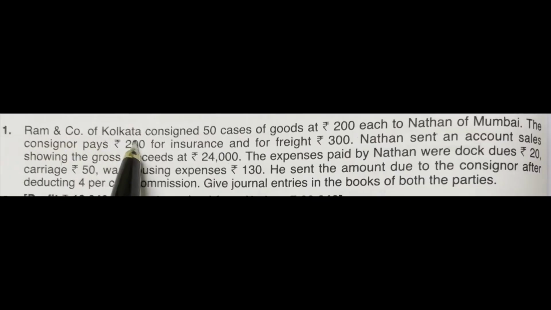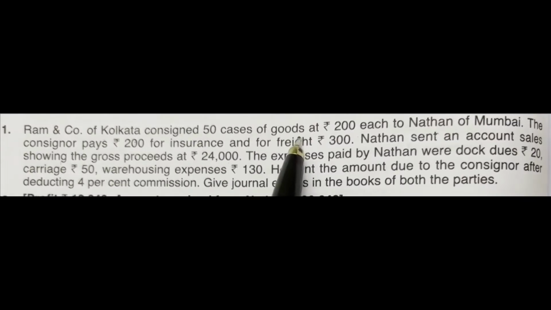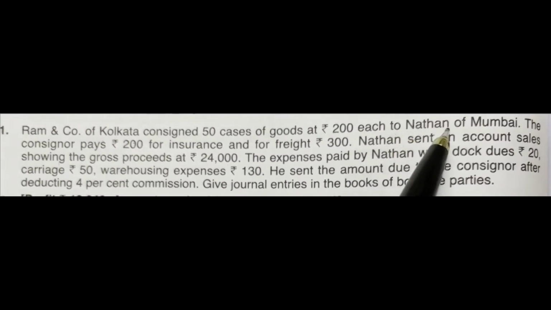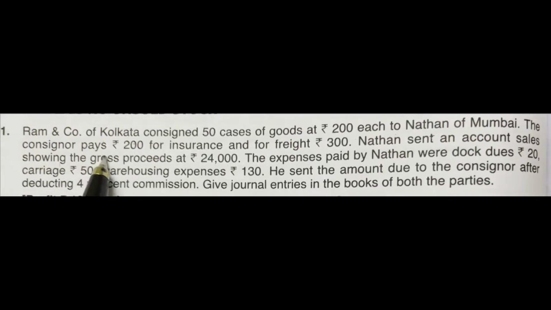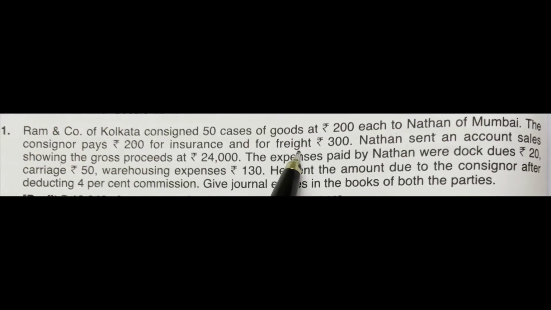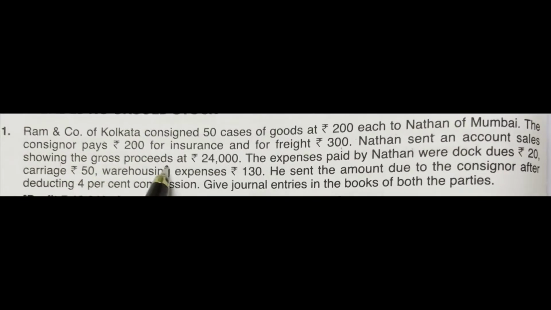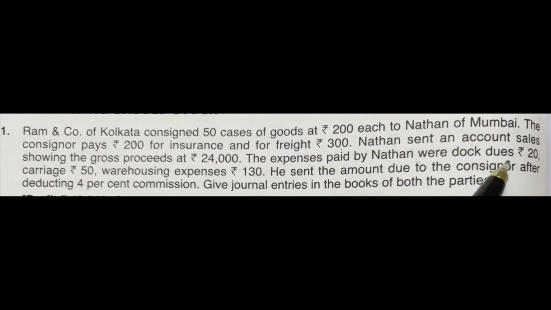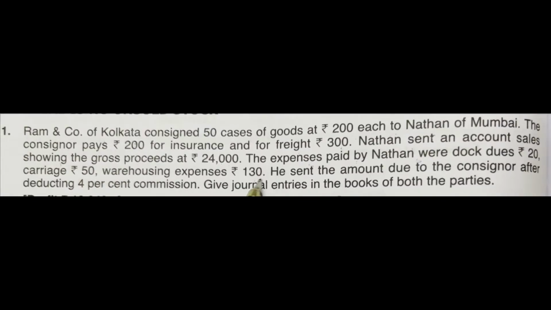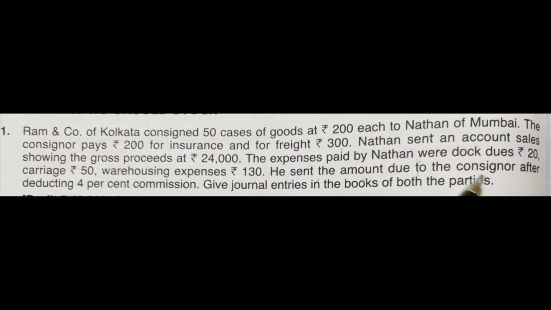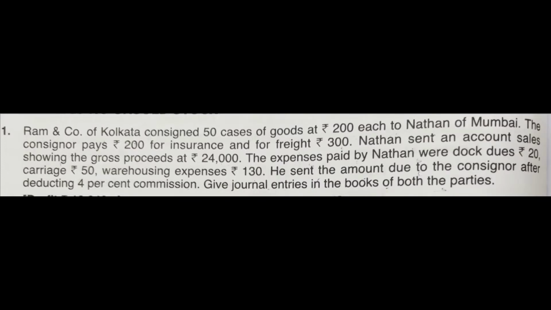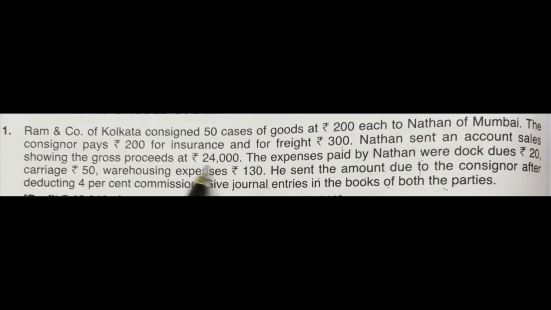Ram and Company of Kolkata consigned 50 cases of goods at 200 rupees each to Nathan of Mumbai. The consignor pays 200 rupees for insurance and 300 rupees for freight. Nathan sent an account sales showing gross proceeds of 24,000 rupees. The expenses paid by Nathan were dock dues 20 rupees, carriage 50 rupees, warehousing expenses 130 rupees. He sent the amount due to the consignor after deducting 4% commission. Give journal entries in the books of both the parties. This is the question. Let us see the solution for this.